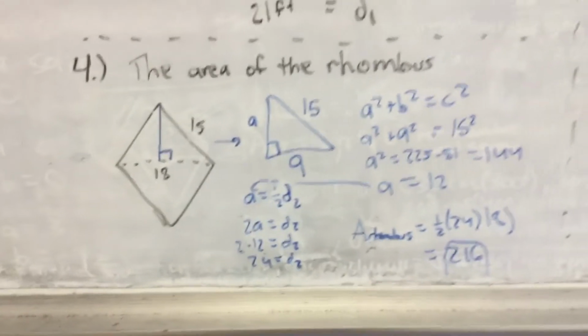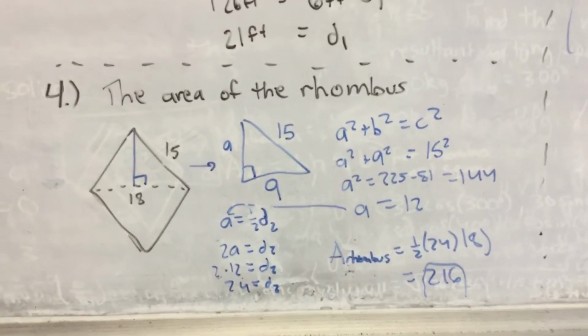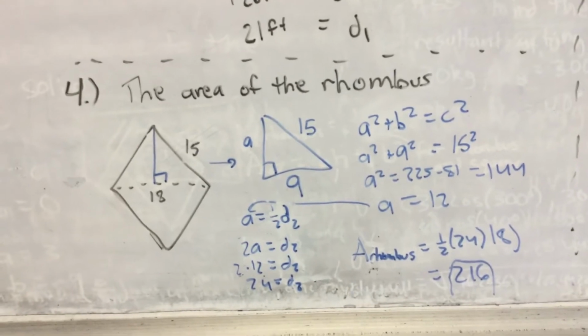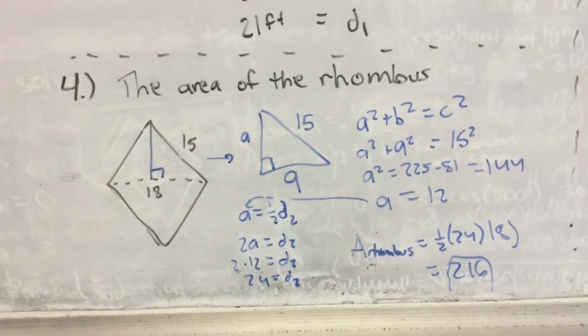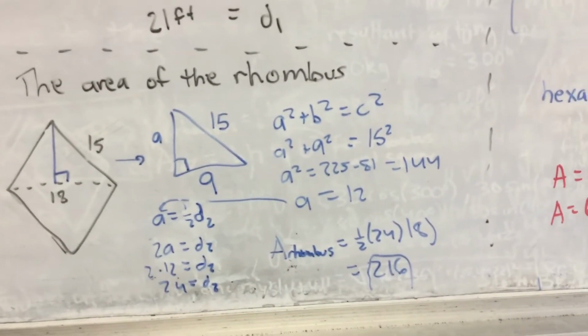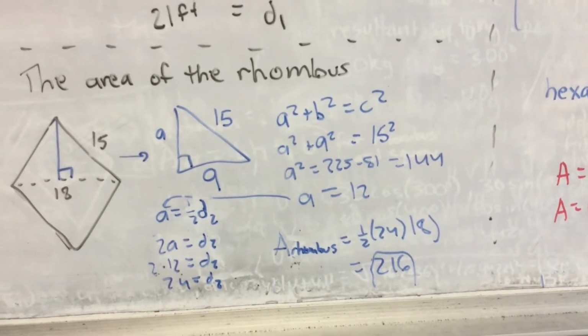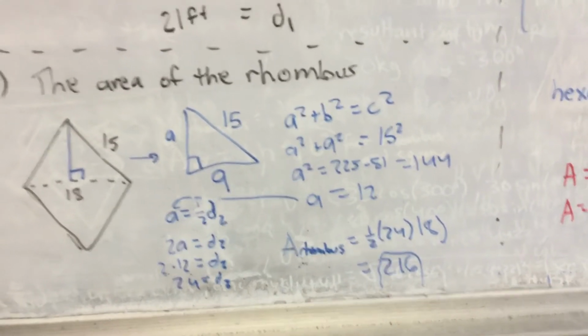We use the Pythagorean theorem to solve for A. We get A is equal to 12. We know it's equal to 1/2 the diagonal, so 24 is the diagonal. We plug it into the formula for a rhombus, 1/2 diagonal 1 times diagonal 2, and we get 216.